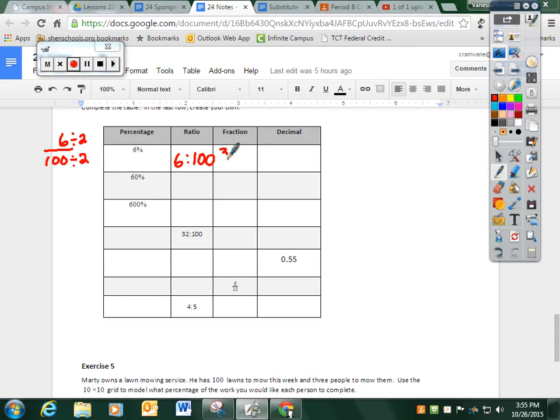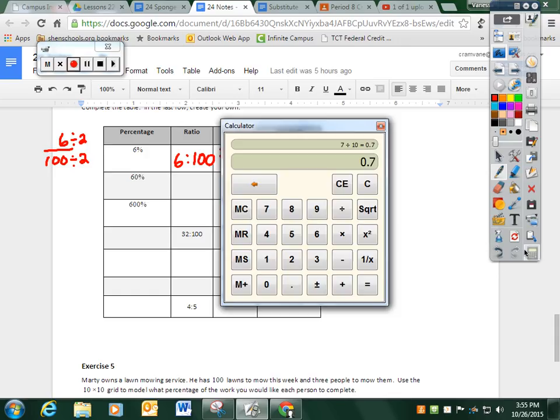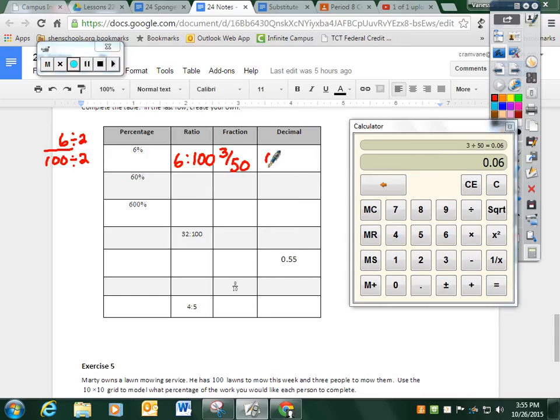The fraction is going to be 3/50. And pull out that calculator. 3 divided by 50. As a decimal, that is 0.06 or 0 and 6/100ths. And look, it matches here.